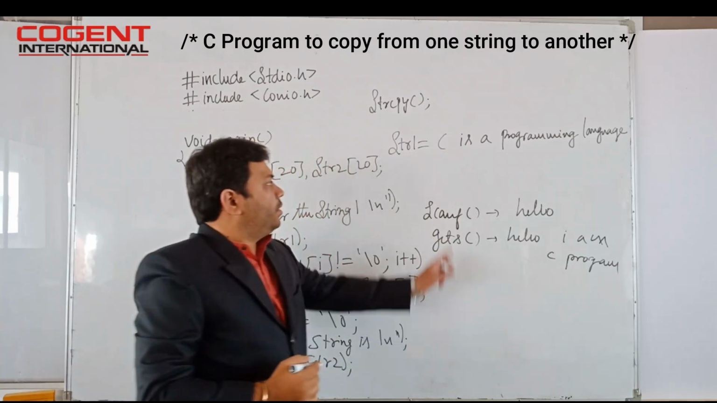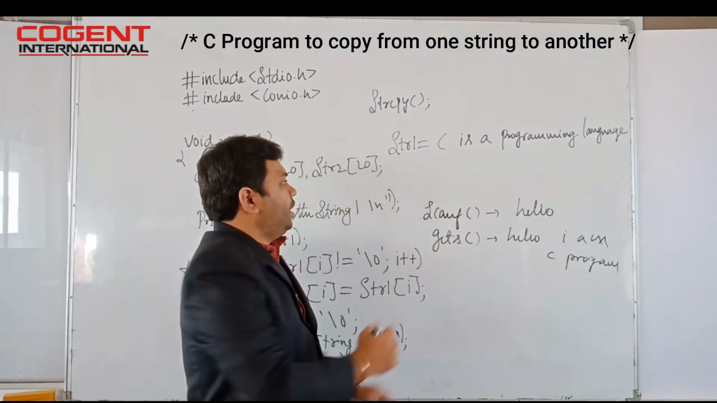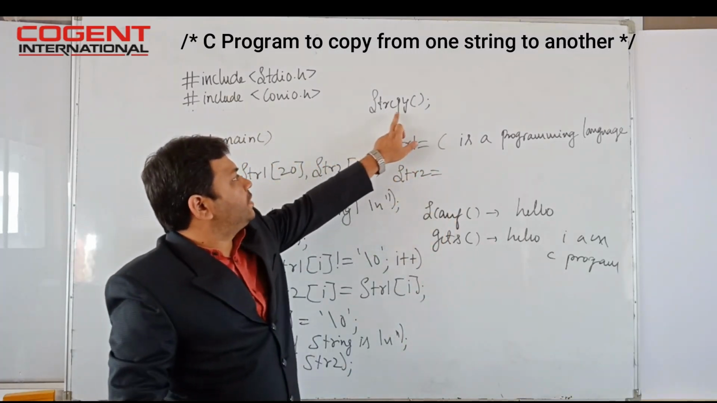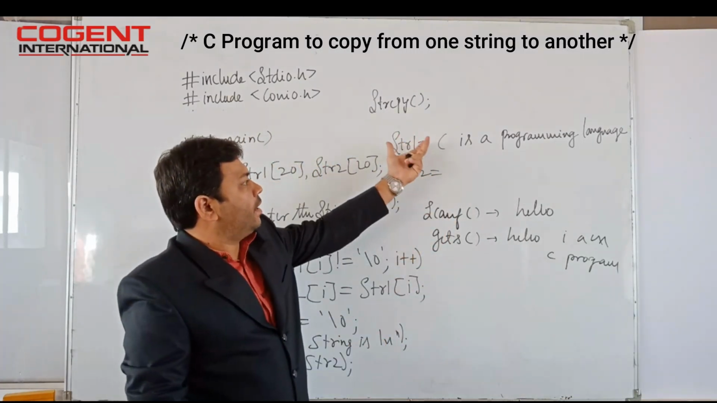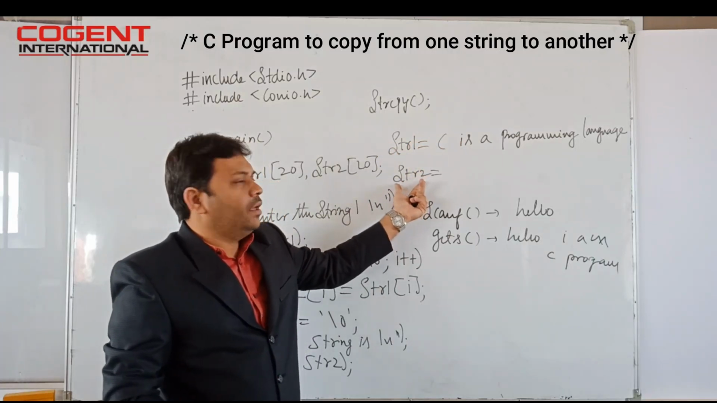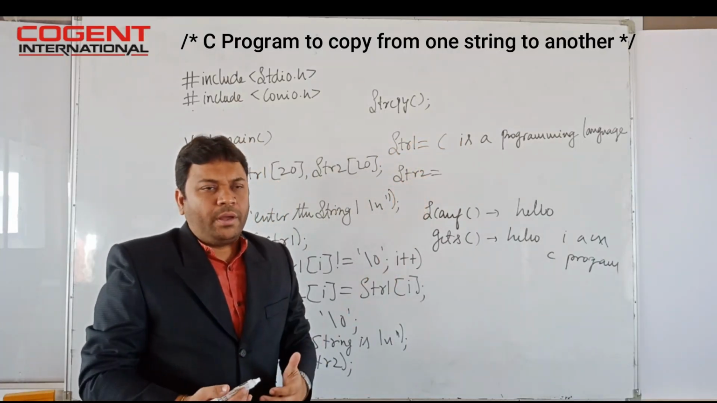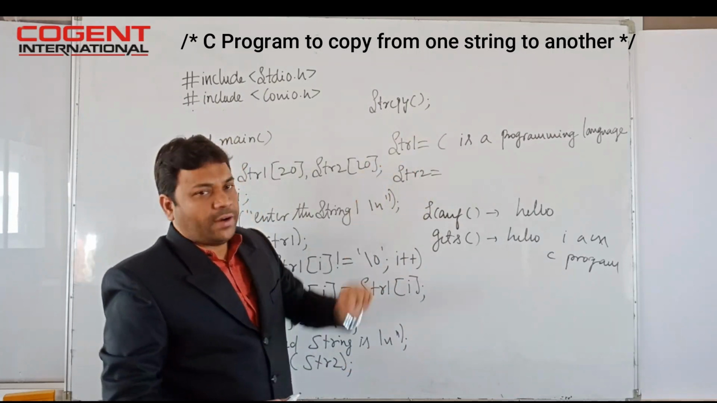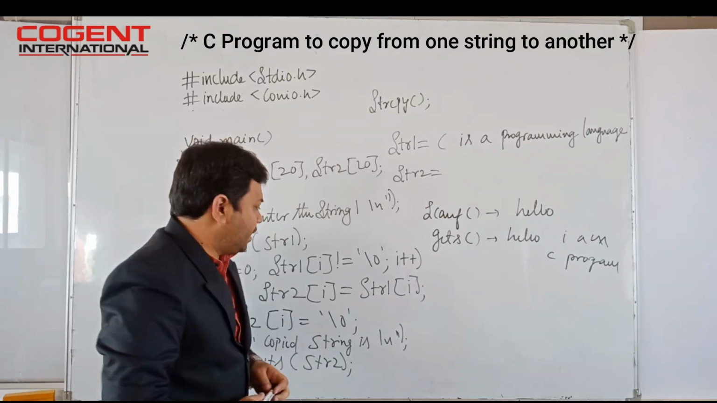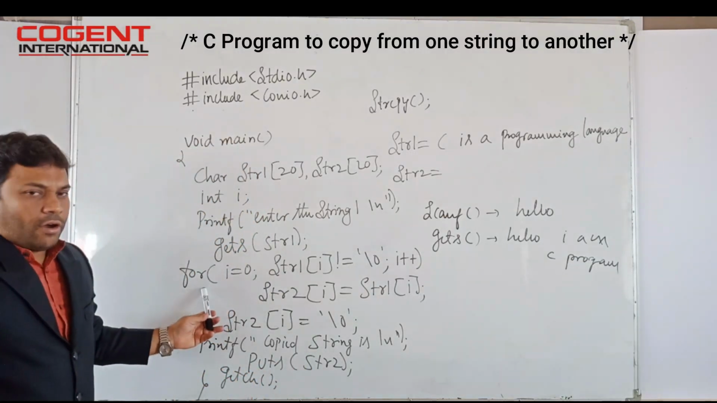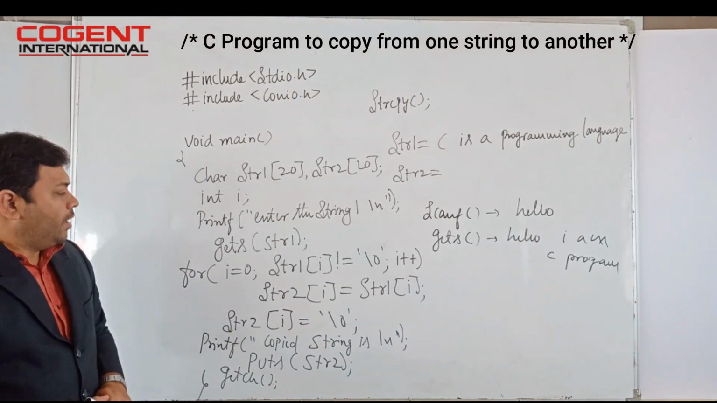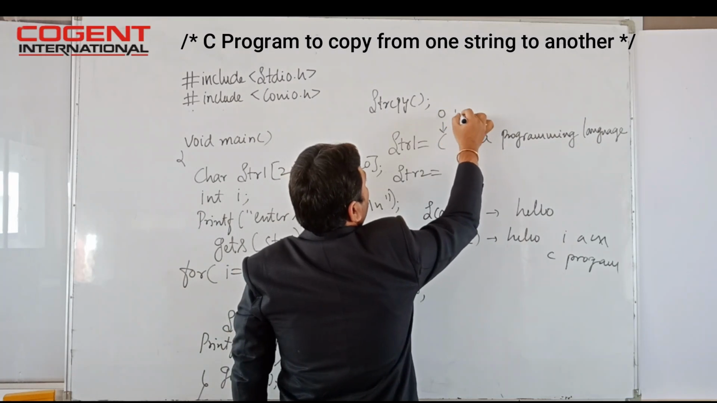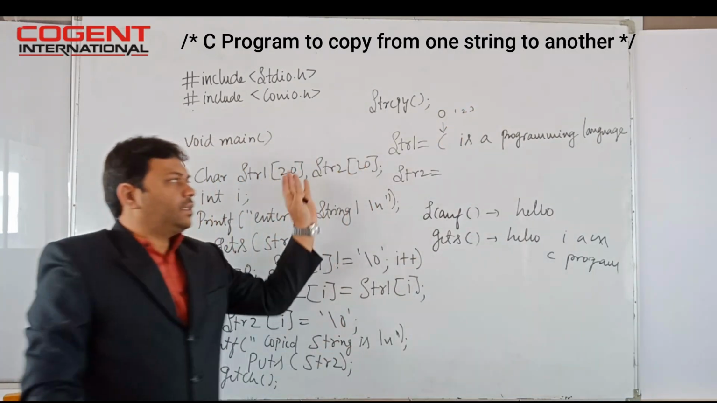Okay, so this is str1. Now I want to copy this string 1 into string 2. If I use the strcpy built-in function, directly the content of string 1 is copied into string 2. Now I want to copy string 1 into string 2 without using the built-in function. How am I going to copy? Let us see, using the for loop. Initially the index for this character is 0, then 1, 2, 3, and likewise for the index.